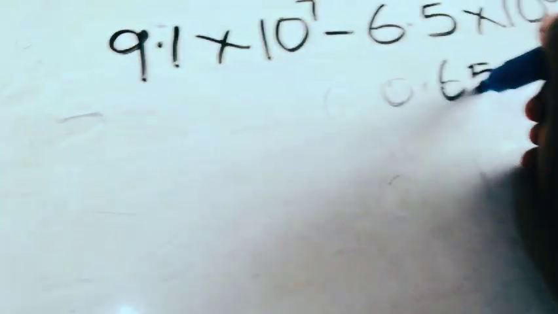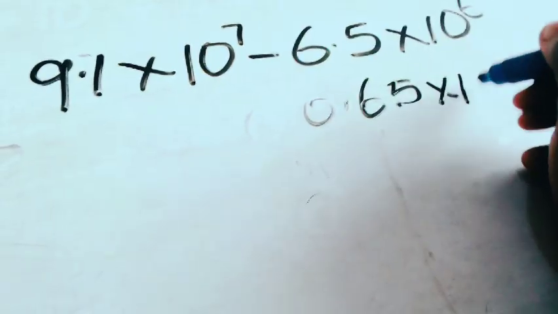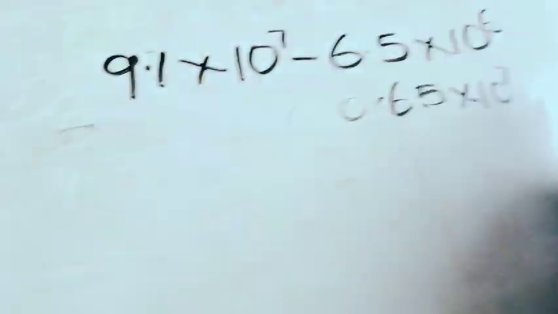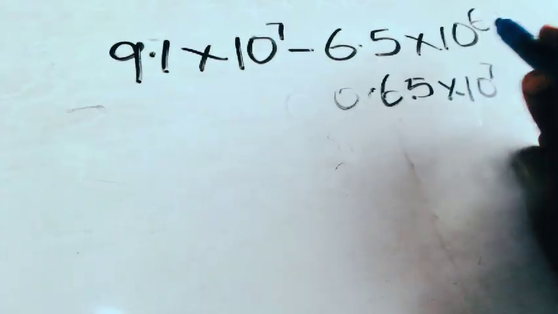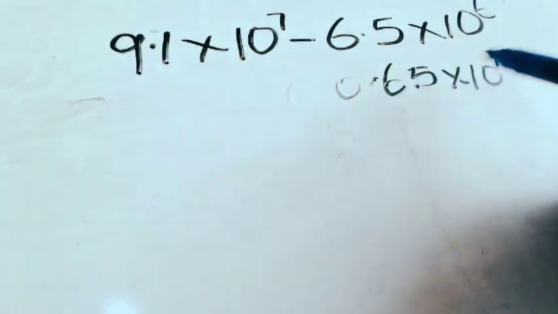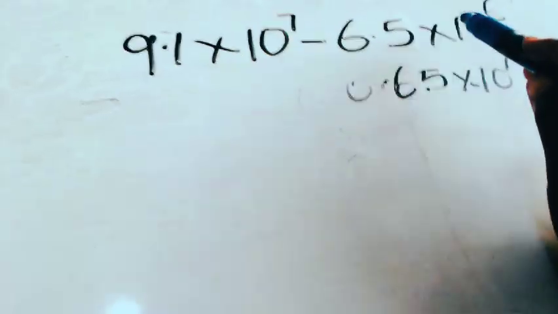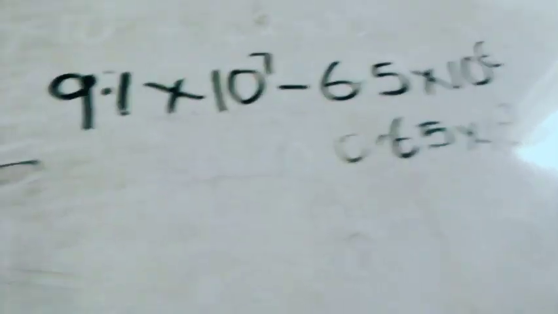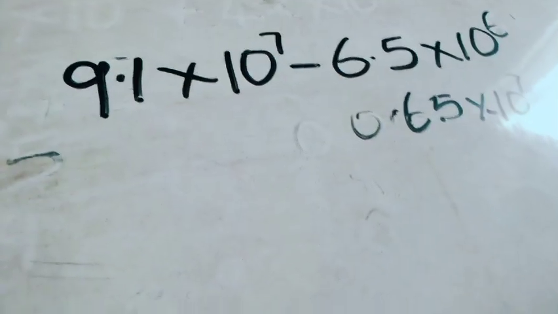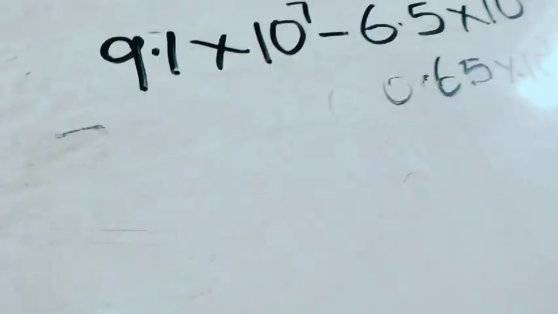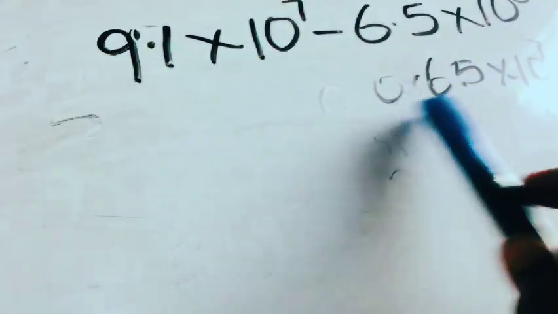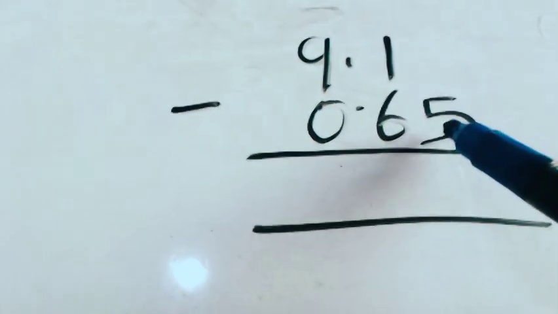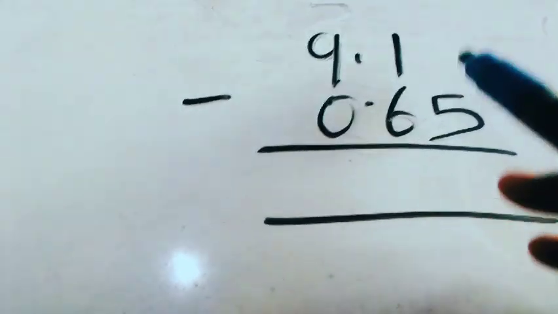0.65 times 10 raised to the power 7. By moving this in this way, I have changed the power to be power of 7. And if I convert this one in ordinary form and I convert this one in ordinary form, it will give me the same thing. So they mean the same thing, but written in different ways. Now that I have converted it to the same power, I can now subtract. I can now do 9.1 minus 0.65. The way we normally do our subtraction.